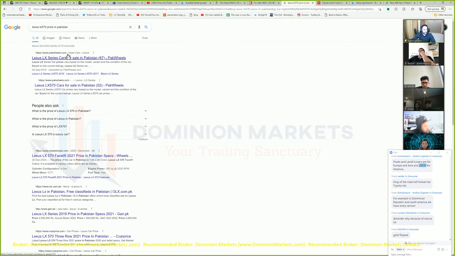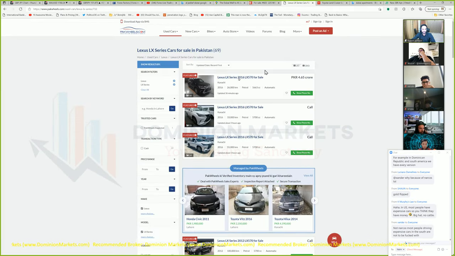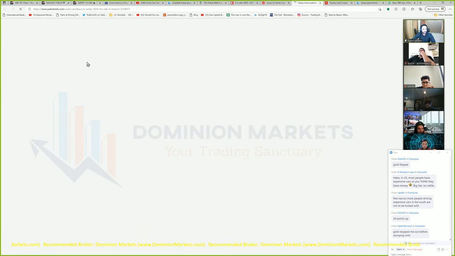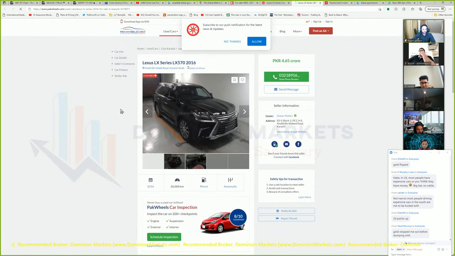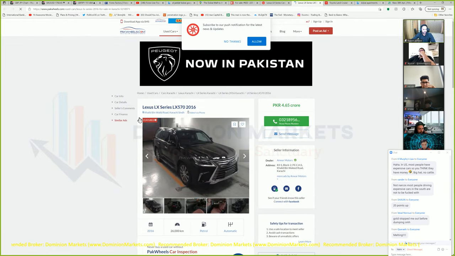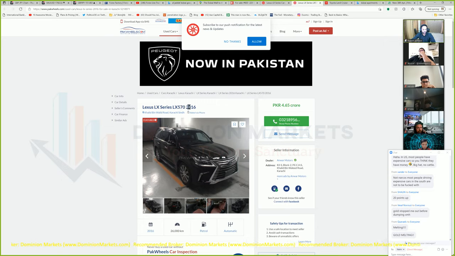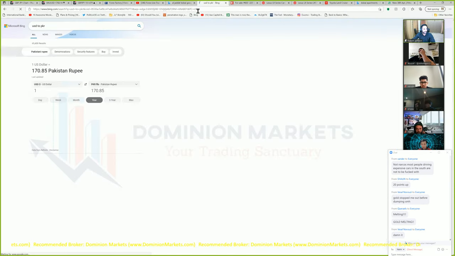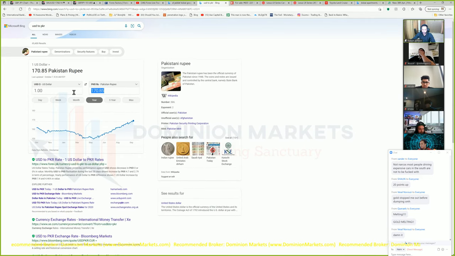Let me share the price with you. Well, Roger, you said you're coming to Dubai, so maybe get the Land Cruiser here. Yeah, look at this. It's gonna cost you around $150,000. So, this is the 570 2016, right? 2016. This is 46 million, which is USD to PKR. 46 million is, yeah, $269,000.